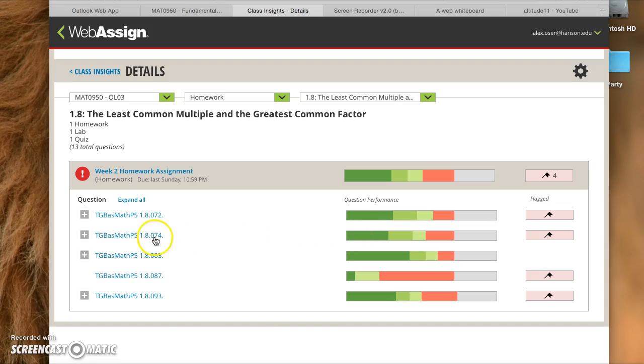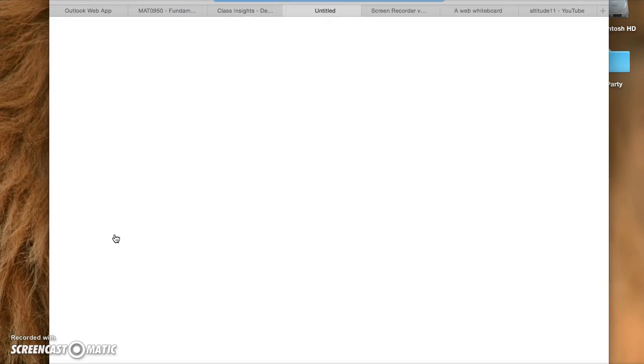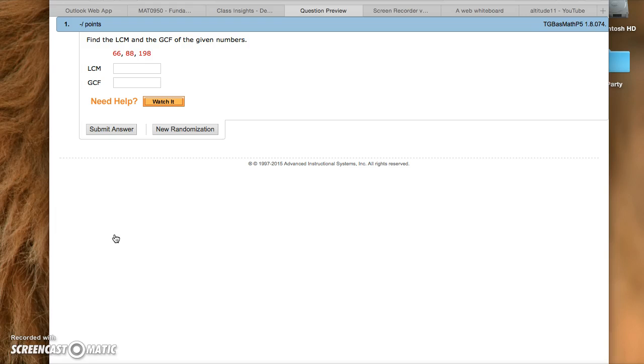First, let's just look at the general concept itself, which is, if you're given a list of numbers, find the least common multiple and find the greatest common factor. So here are our three numbers we've been given, 66, 88, and 198. The first thing we need to do is come up with the least common multiple.